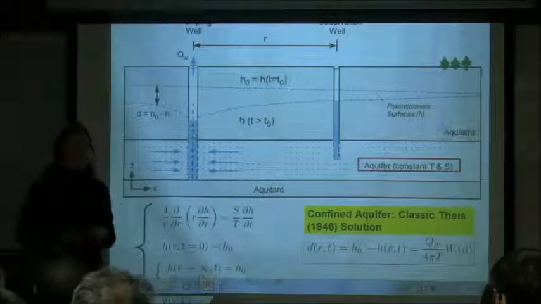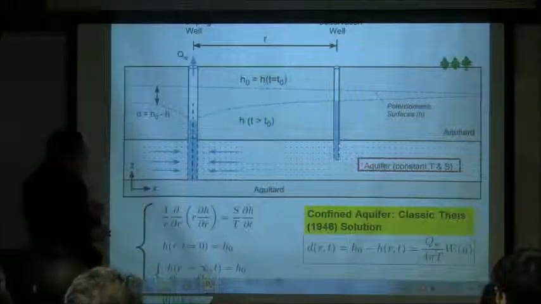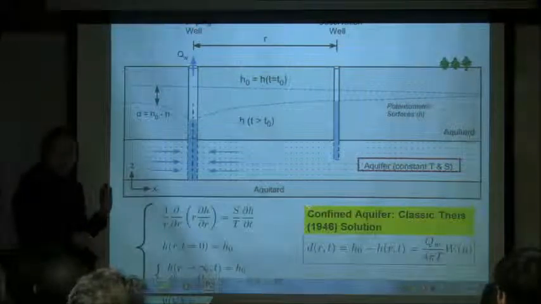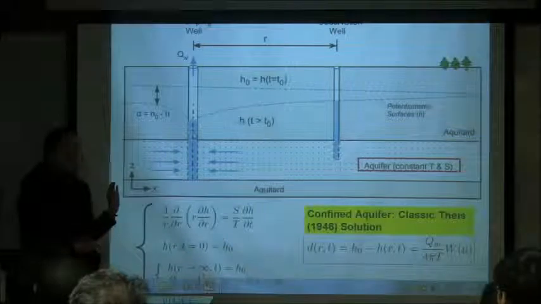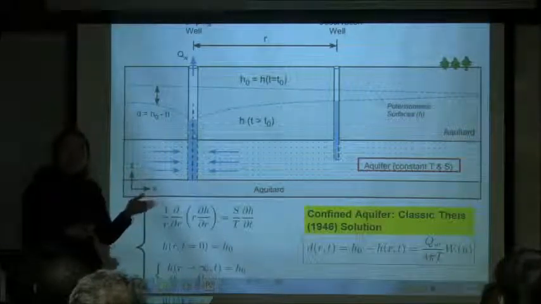Okay, here I just have a quick slide about analytical traditional inversion, assuming homogeneous aquifer properties. Then we simplify the mathematical equations. Then from the simplified equation, we derive explicit solutions, which we then fit with field data.